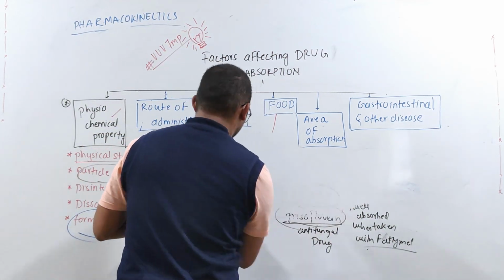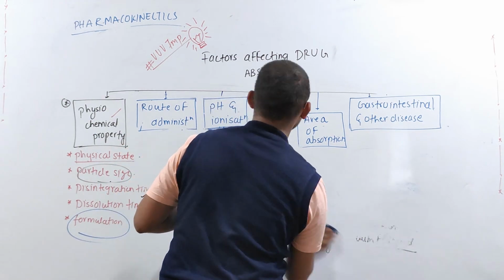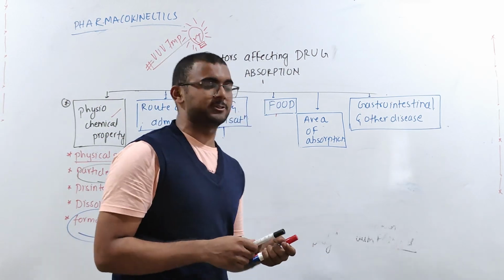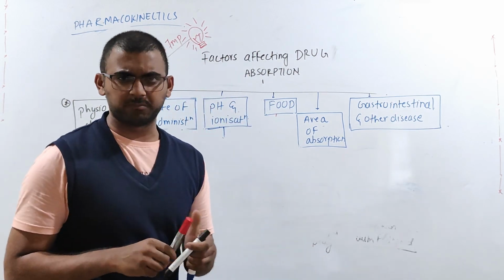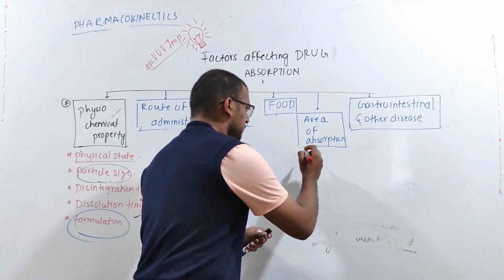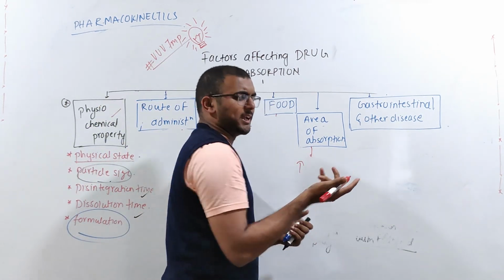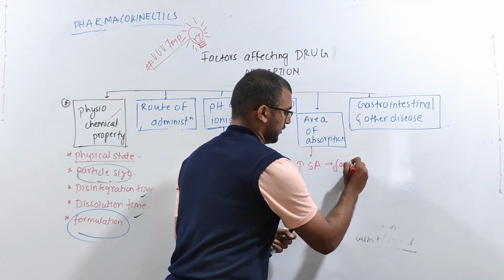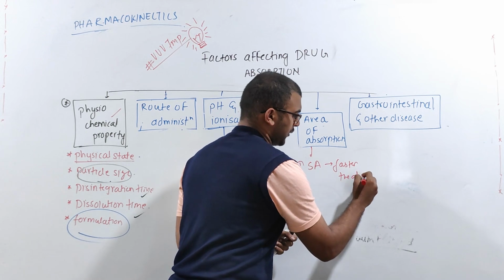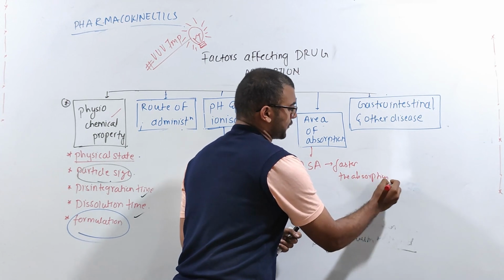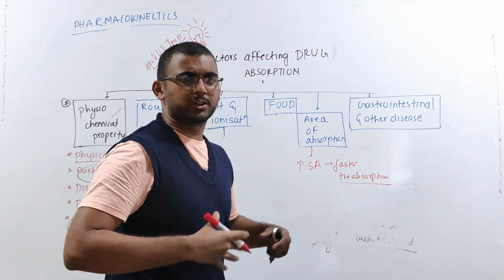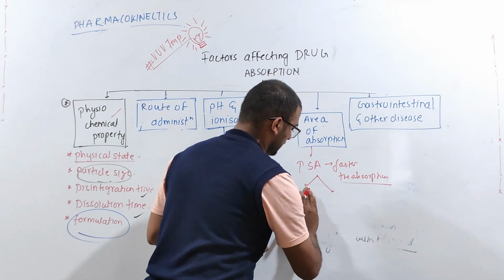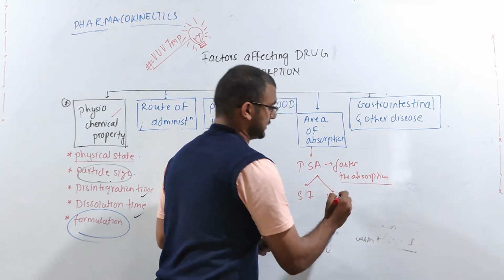Okay, so fine. Let's go to the next topic, that is area of absorption. Let's try to understand what this means. It is very simple: the more the area of absorption, or the more surface area, the faster the absorption. Mainly where does the absorption happen in your GI tract? That is the small intestine and large intestine.